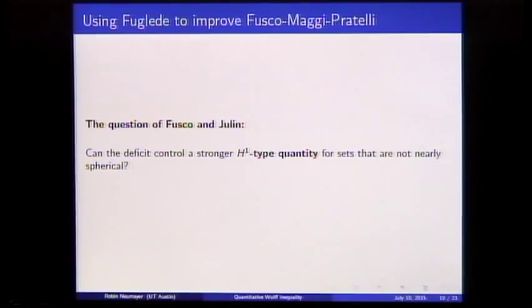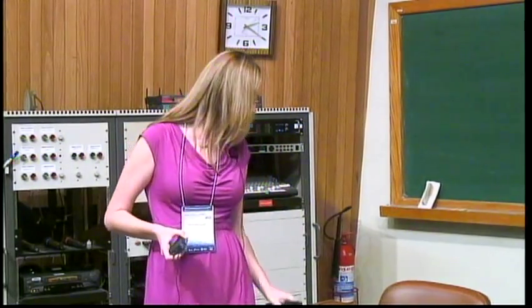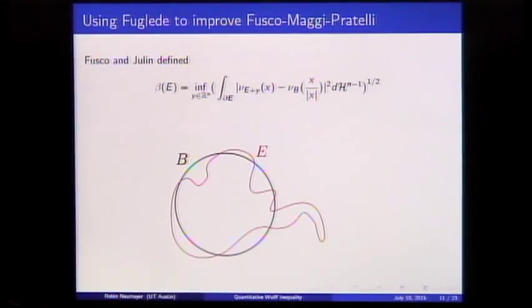So then Fusco and Julin came along, and they said, given the Fuglede result, can we expect to control a stronger H1 type quantity for general sets of finite perimeter, not just ones that are small normal perturbations? And the answer is yes. So they defined an H1 type quantity that's suitable for all sets of finite perimeter. Take my word for it that it's the right definition. More or less, we're taking an L2 norm. In an L2 sense, we're measuring how much a normal vector of E aligns with the corresponding normal vector of the ball. And this gives us a measure of the oscillation.